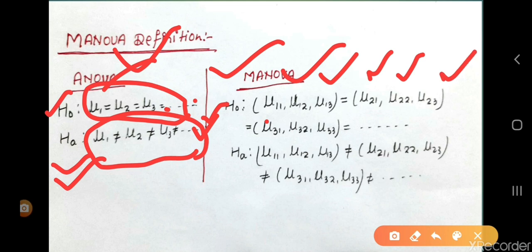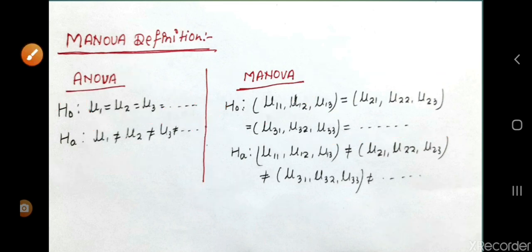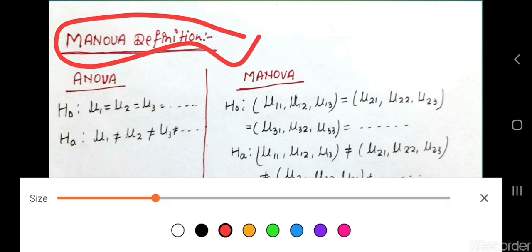Similarly, if there is a third variable also, then 3 to 1, 3 to 2 and 3 to 3 are all equal. An alternate hypothesis will be that there are some differences, all are not equal, clear? So this way we can form the null hypothesis and alternate hypothesis for a given problem in multivariate analysis of variance, okay. So this was all about MANOVA.